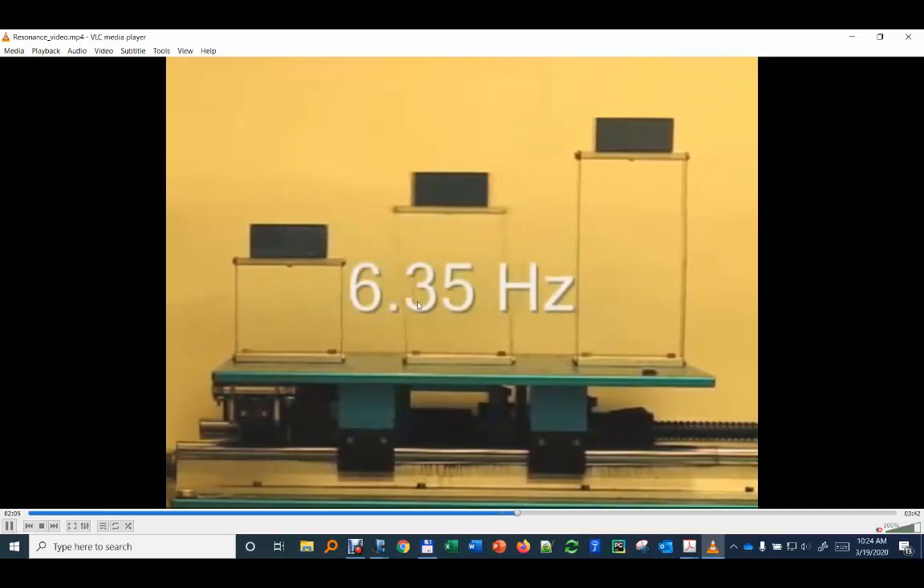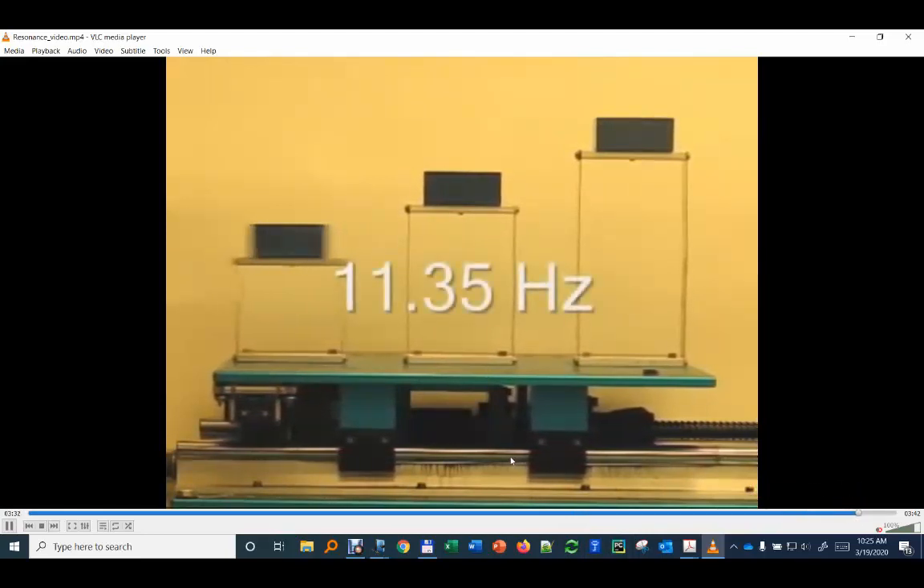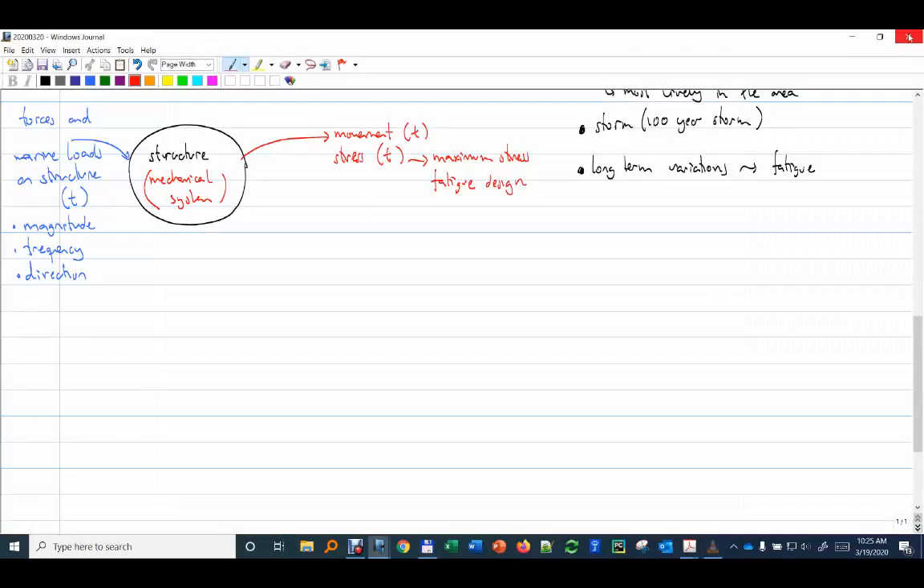Okay, at 6.35 it exhibits the maximum amplitude and also probably the maximum stress, which if you're going to be operating that structure, you want to avoid. If you want to put that building or that structure offshore, you want to avoid excitation frequencies that are 6.35. Okay, and finally we go to the last one, which is much higher. So we had 4, 6. This one is 11.35.